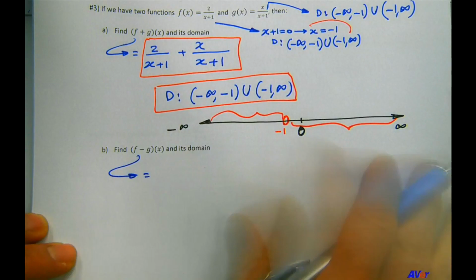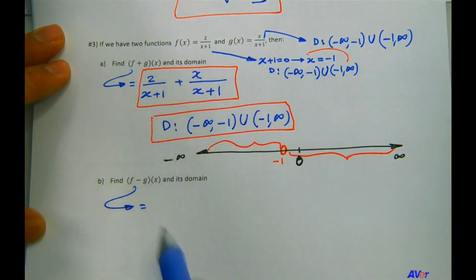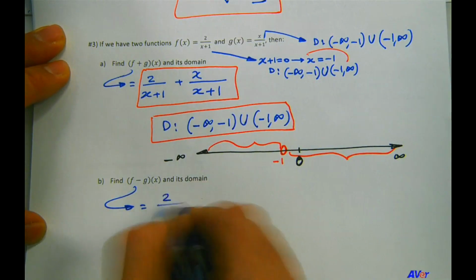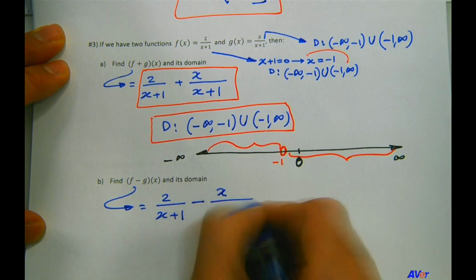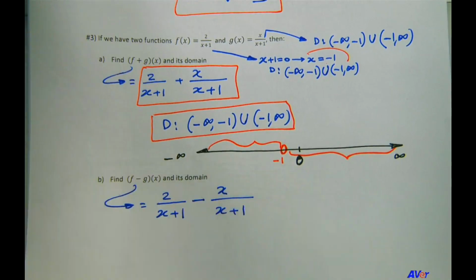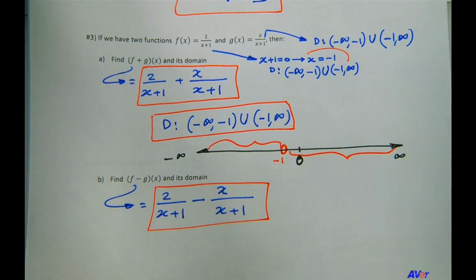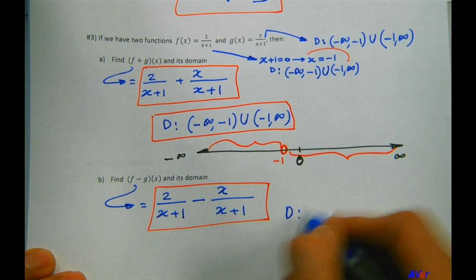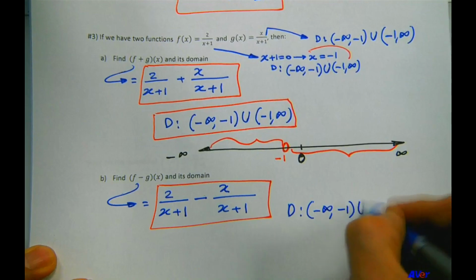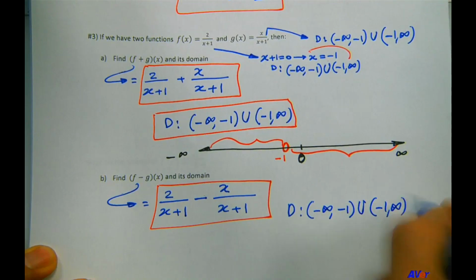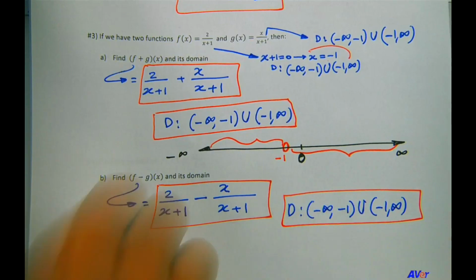So subtracting that, let me bring it down so you can see the functions right there. So we have f, which is 2 over x plus 1, minus x over x plus 1. So this is the combined function, and the domain, once again, is the same thing. Negative infinity, like that.